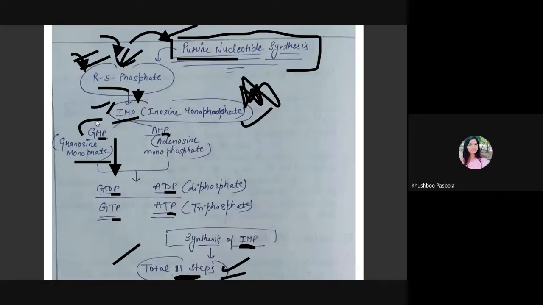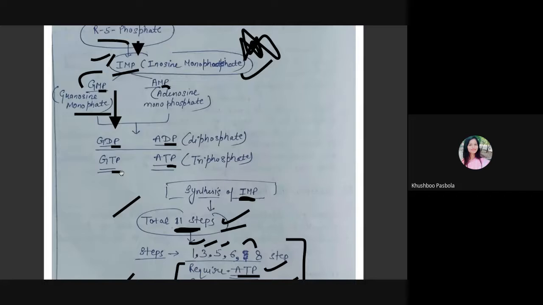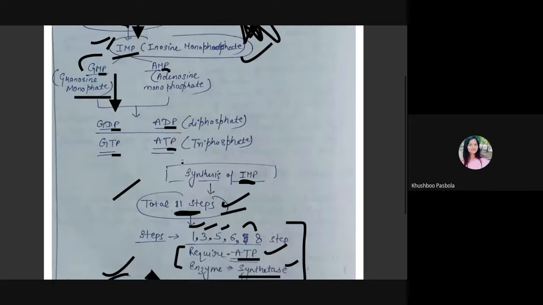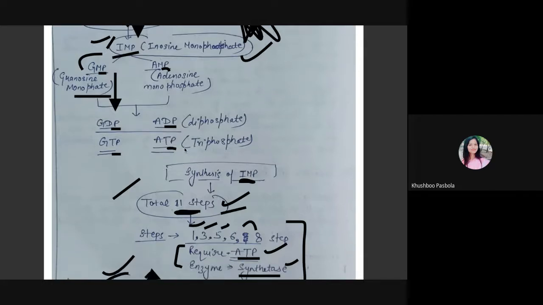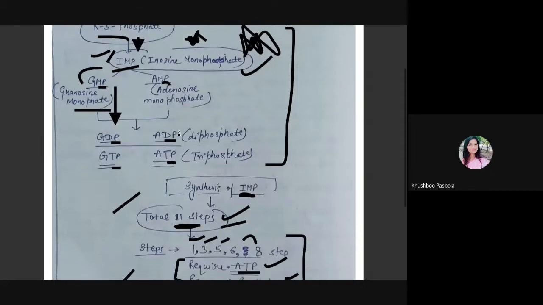So basically we have two intermediates, GMP and AMP, which are both synthesized from IMP. Then these monophosphates will convert into diphosphates, and these diphosphates will convert into triphosphates. So GDP will form, then GTP will form. On the other hand, ADP will form from AMP, and finally we get ATP, that is adenosine triphosphate. So what is the conclusion here? Our cells first produce this IMP. So we have to learn how our cells prepare this IMP by different steps.